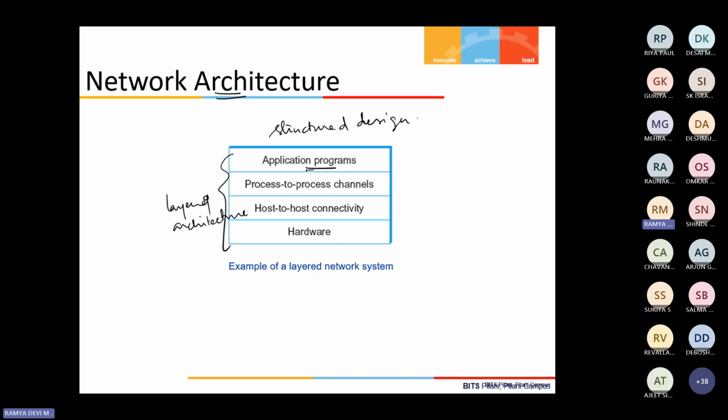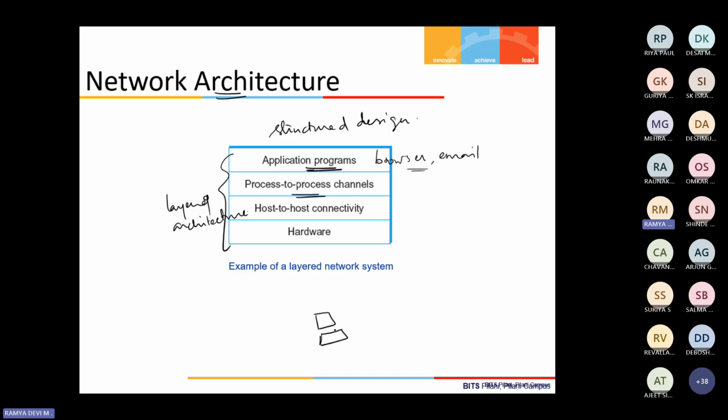At the top, we have the application program. These are software applications. Just now we have seen a browser and email. All these things are examples of application programs. The next one is process to process channels. Process to process channels refer to how data is exchanged between the processes running on different systems across the network. Say for example, I have a system.